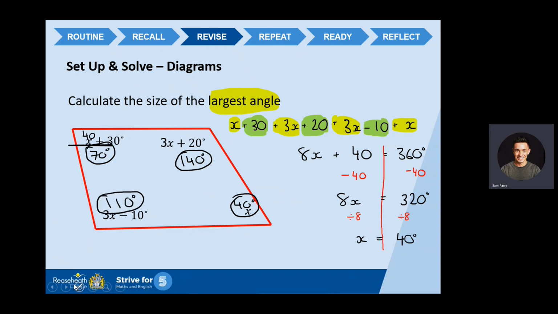So looking at those 4 numbers there that I've circled, which one of those is the biggest? It's 140. So that's answering the question. Working out the value of x, substituting it back in, and then arriving at the final answer.